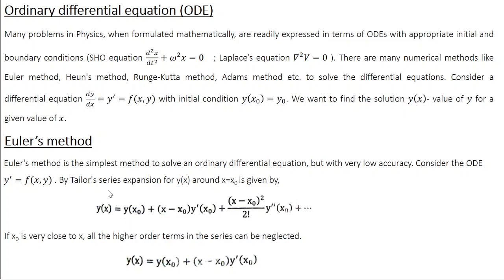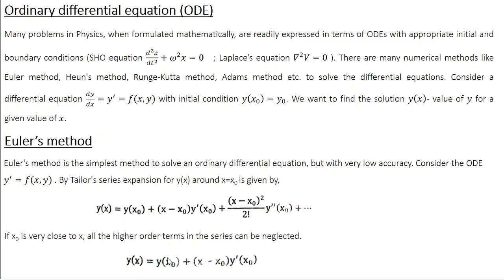How? Using the Taylor series expansion. Okay. So we know how to do this expansion. y of x equal to y of x naught plus x minus x naught into y prime of x naught plus (x minus x naught) square by 2 factorial y double prime of x naught all the way to infinity. If x naught is very close to x, then as always all the higher order terms can be eliminated, because if you look at the magnitude, this is going to be much smaller compared to the linear term. So essentially you are left with only the first two terms.